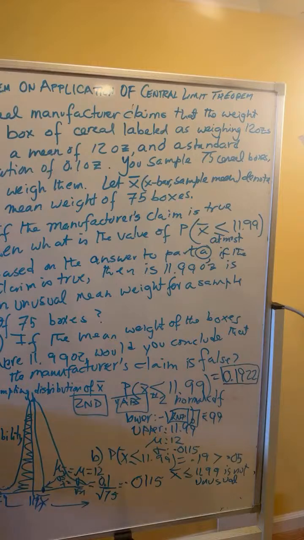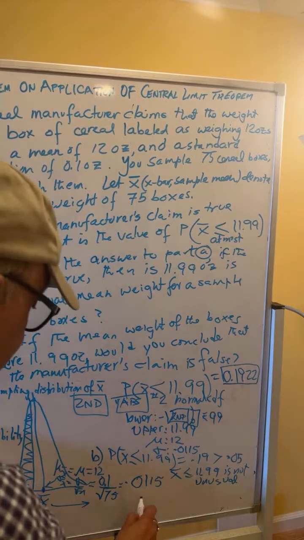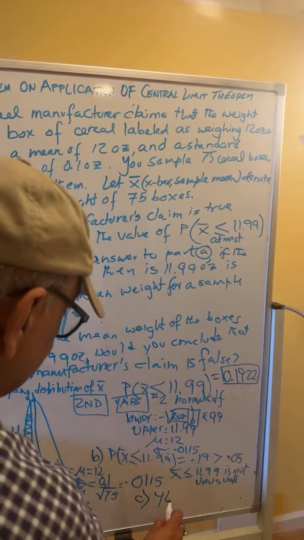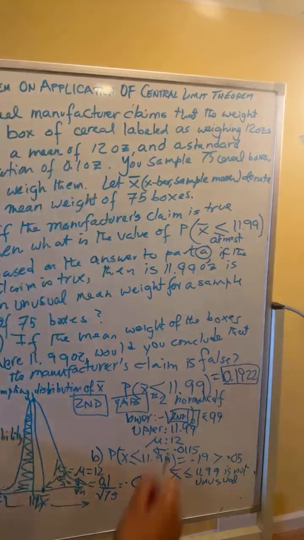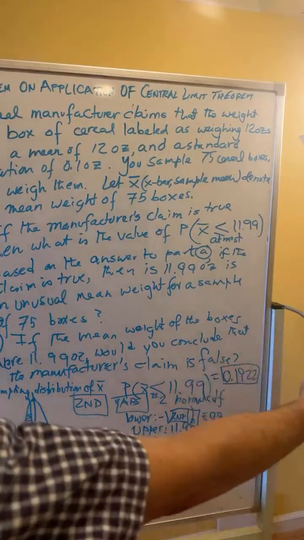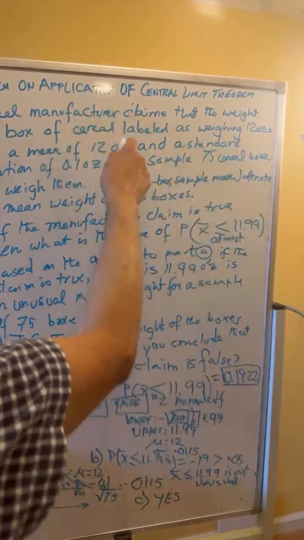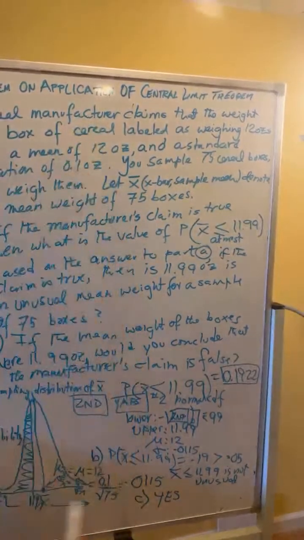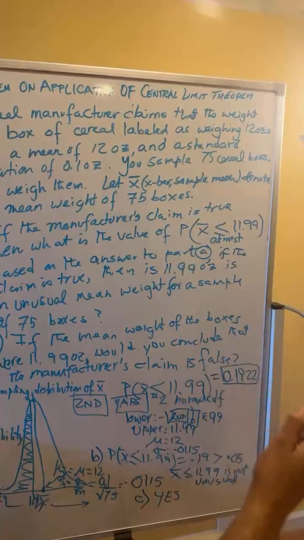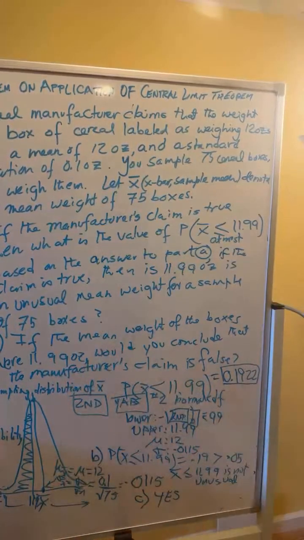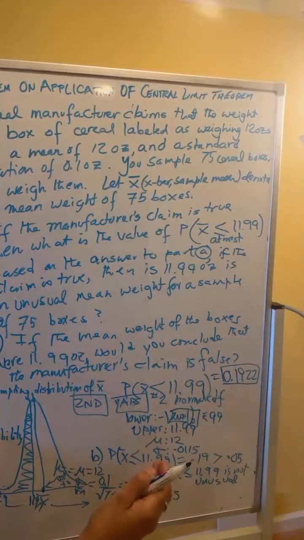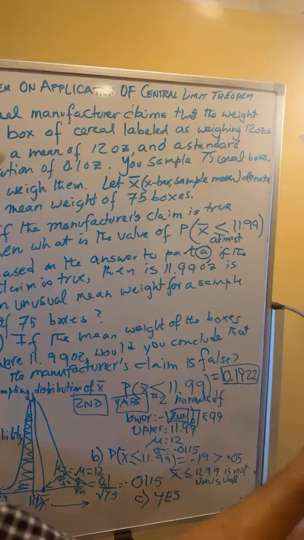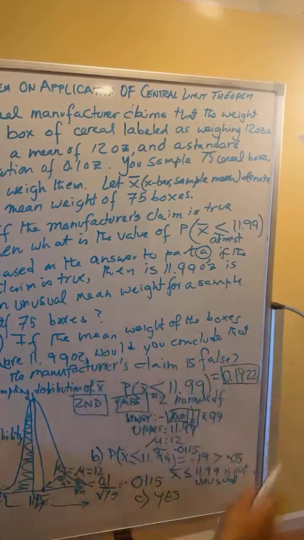So the answer to part C. Would you conclude the manufacturer's claim is false? Part C is yes. Why am I saying yes? Because there is a 19% chance that the mean weight of 75 boxes is less than or equal to 11.99, which is less than 12 ounces. The manufacturer is claiming that the mean is 12 ounces and the standard deviation is 0.1 ounce, but there will be occasions when you draw a sample of 75 boxes, its mean weight will be less than or equal to 11.99 and its probability is not unusual. It is greater than 0.05.